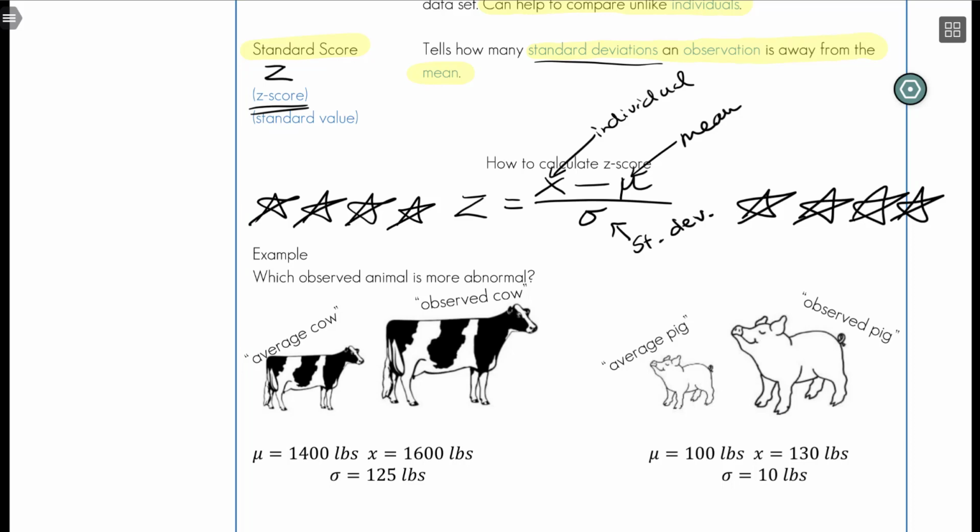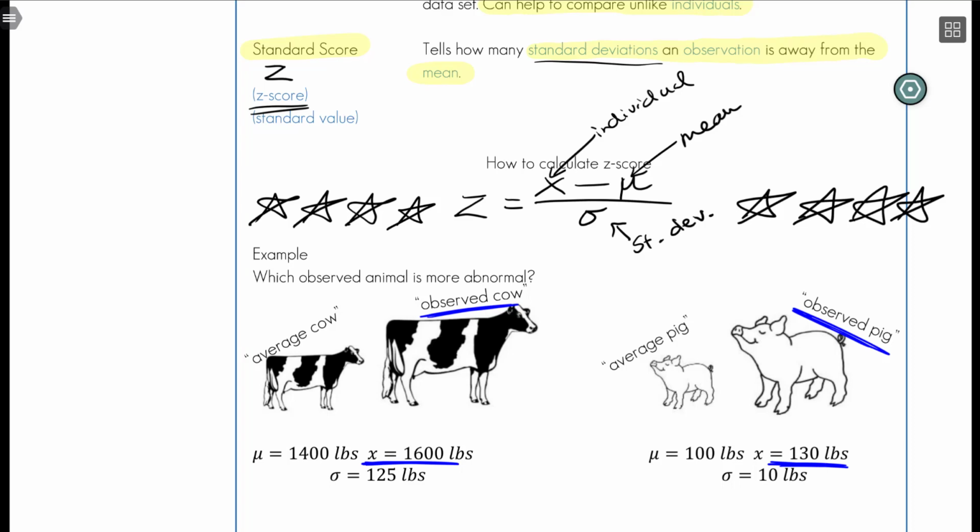Well, it's clearly not very fair to measure our observed cow's weight, 1,600 pounds, versus the pig, and that's 130 pounds. Because obviously the cow would win, right? They are the biggest, they're going to produce the most meat, the cow's the best. Well, that's not very fair to the pig because the pig is 10 times smaller than what the cow is going to look like, right?